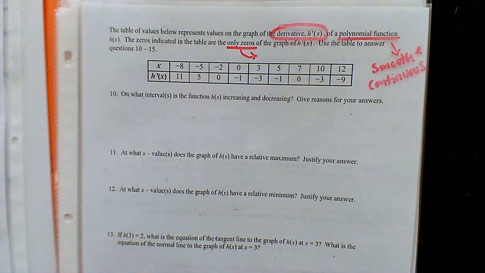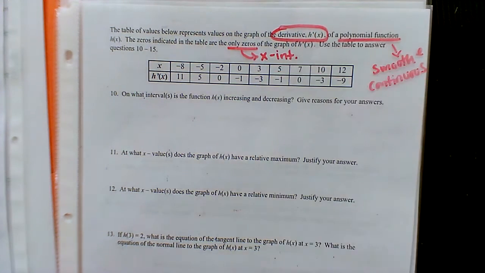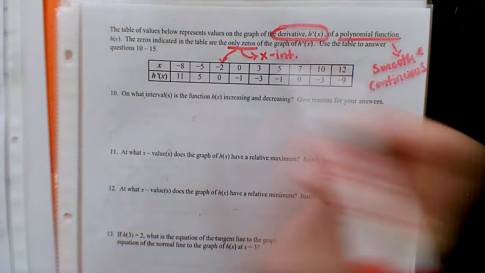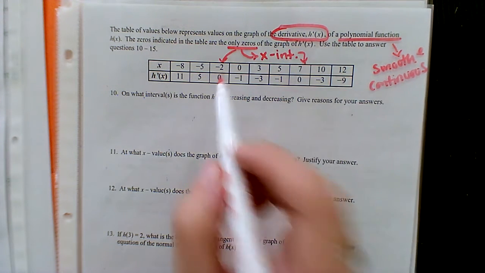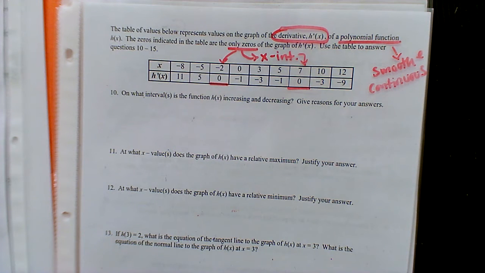Do we know what that word zero means? What's a synonym for that? Graphically speaking, yeah, an x-intercept. Good. So the x-intercepts have y values of 0. So this would be an x-intercept, and this would be an x-intercept, because that's where the y value is 0.